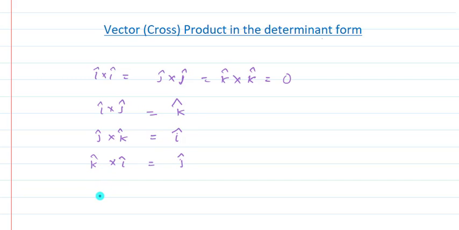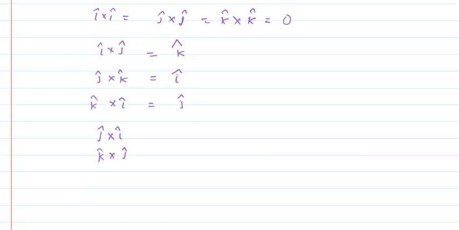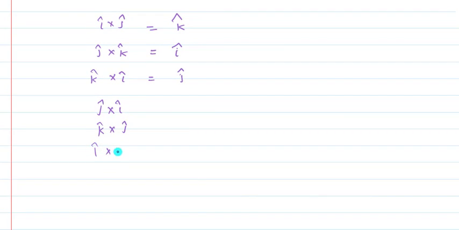Now let us find the value of J cap cross I cap, K cap cross J cap, and the third one, I cap cross K cap. As I told you, A cross B is equal to minus B cross A. So the negative sign will appear, that is, minus I cross J. So the resultant is minus K cap. Its resultant is minus I cap, and the resultant of this one is minus J cap.